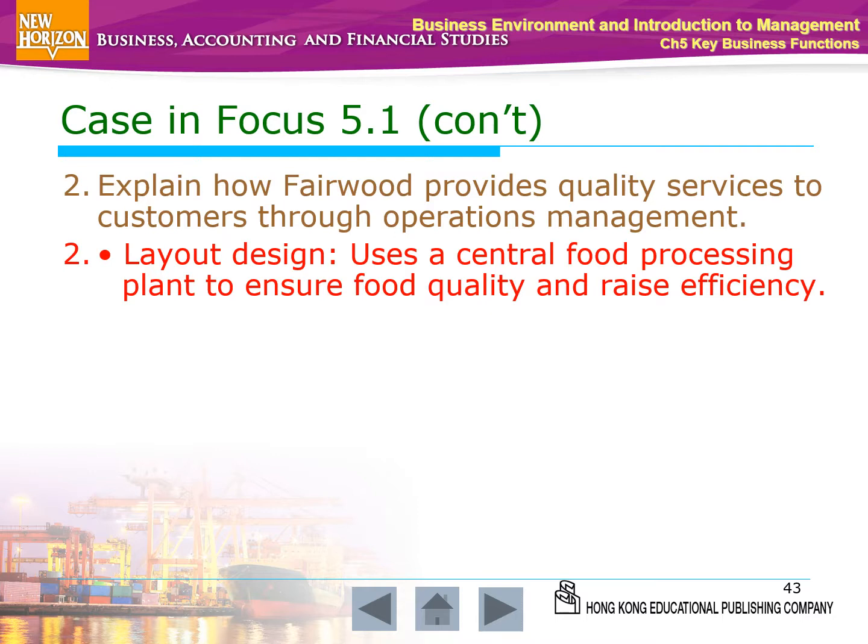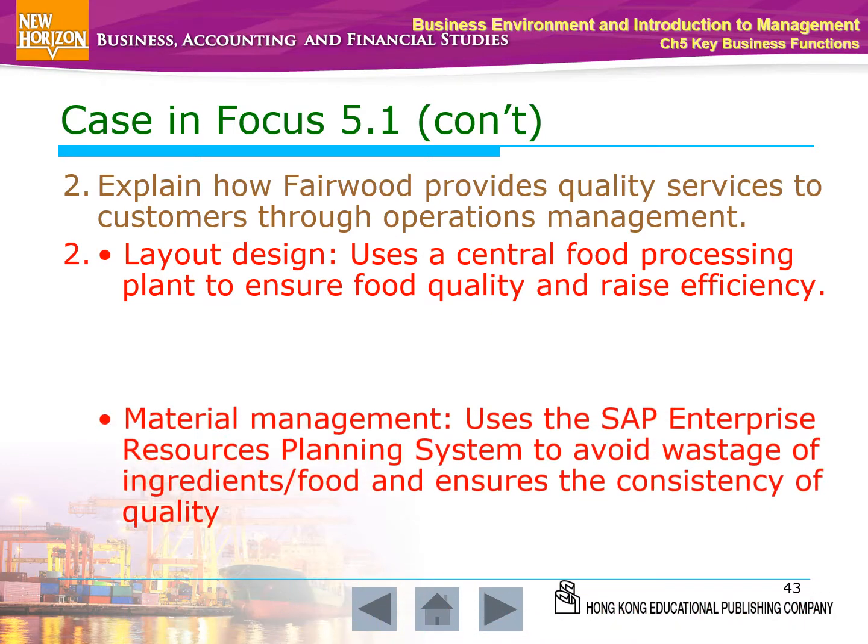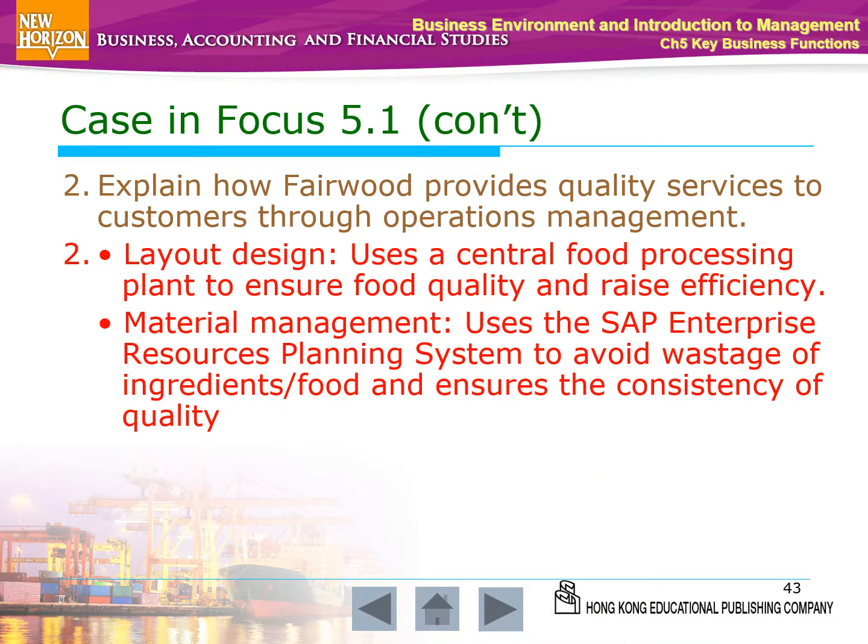So in order to ensure uniform quality, we call uniform quality among different branches, different stores, shops, Fairwood will use a central food processing plant. That means there is a plant, a factory to produce the same kind of food which are to be delivered to different areas of shops. Second, material management. Fairwood will use the SAP Enterprise Resources Planning System to avoid wastage of ingredients, food, and ensure the consistency of quality.